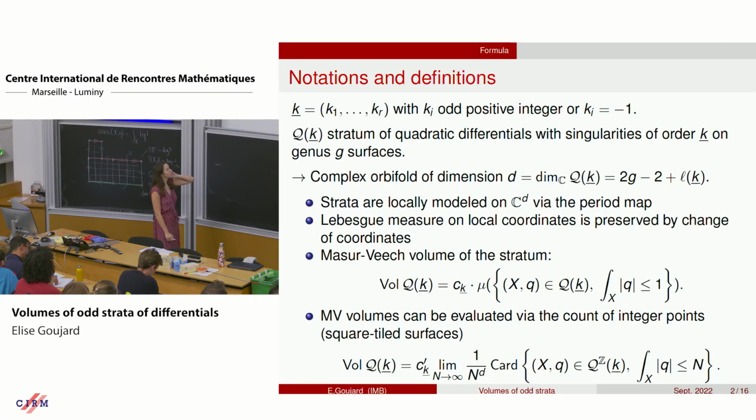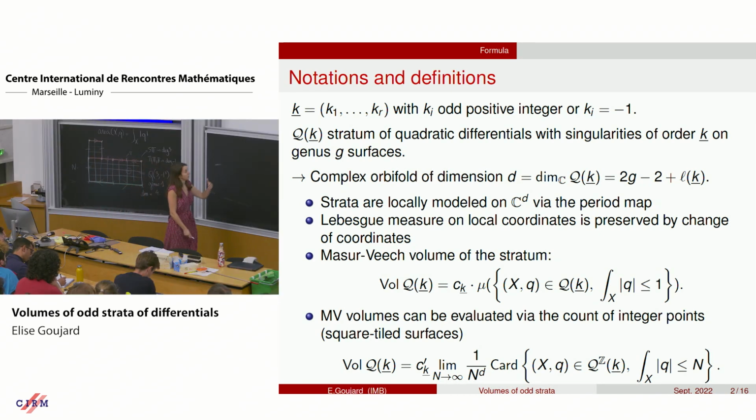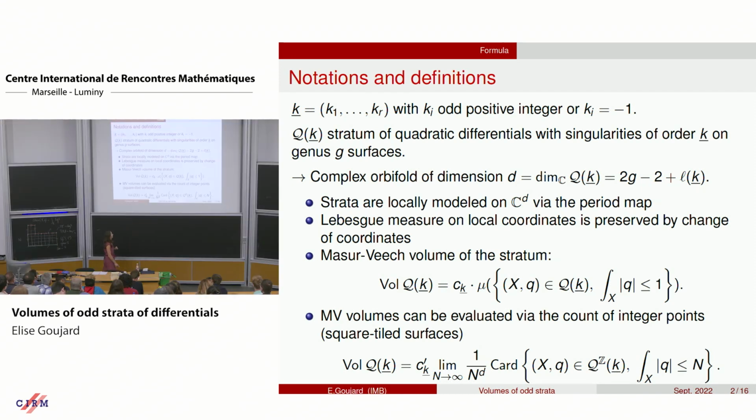And the formula is the following. So I denote by Q_Z(k) the set of integer points in the stratum Q(k). And I just want to count such surfaces such that the area is less than n. So it corresponds to taking square-tiled surfaces with at most n squares. You look at this number and how it grows as n goes to infinity. It grows like n^d, and the coefficient will give you the volume. So I'm hiding all normalization issues into that constant. It's not relevant for this talk.